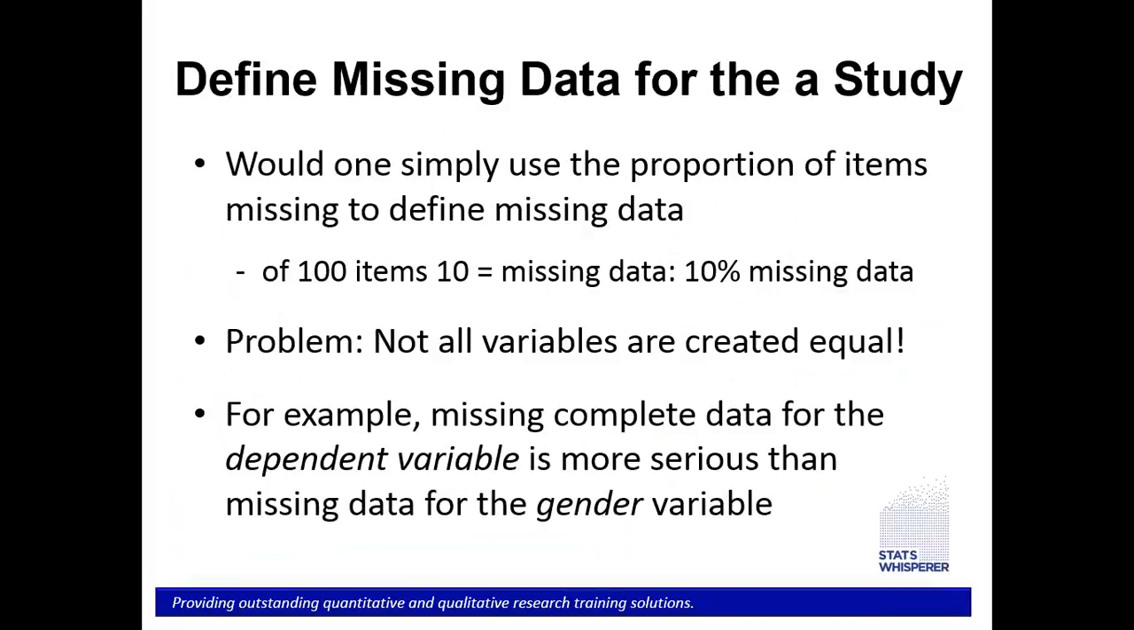Not all variables in a study are created equal, okay? What we mean, for example, is that if we're missing complete data for our dependent variable, suppose we're studying happiness, and a study participant provides no data for those items, that's more serious than if a study participant didn't answer the item for gender. So different variables have different levels of seriousness when the items are missing.